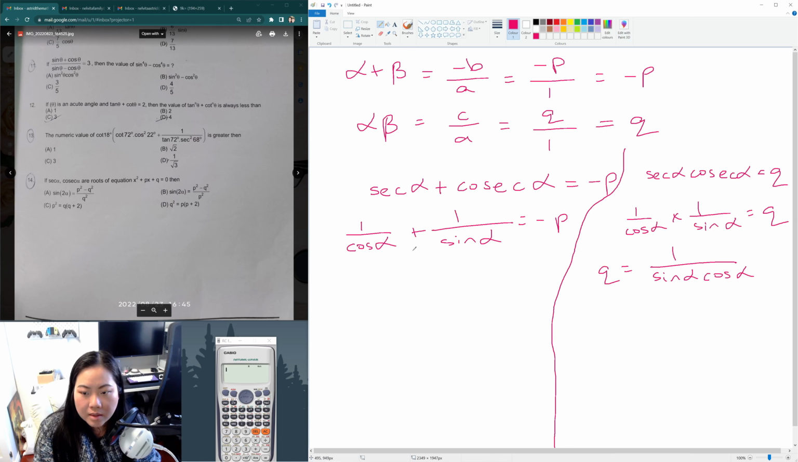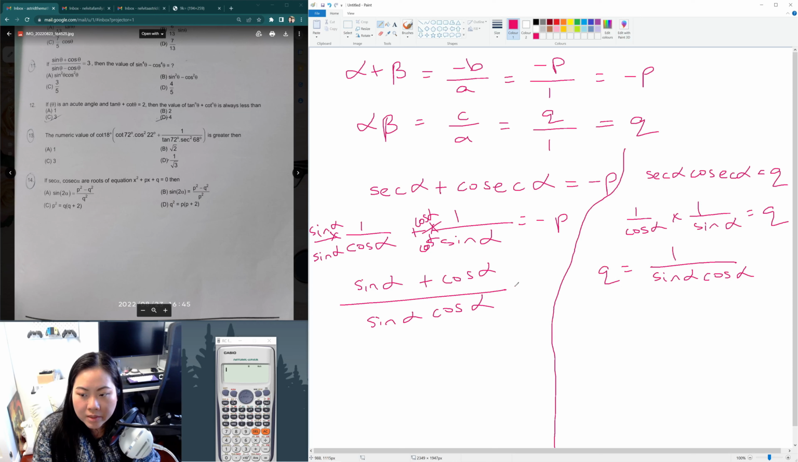And that's that. This one, I'm gonna times this one by sine alpha on sine alpha, and I'm going to times this one by cos alpha on cos alpha. And what I'm going to get is sine alpha plus cos alpha all over sine alpha cos alpha. I kind of skipped a step, so I multiplied it and then I added the two fractions to become 1. And that's p.